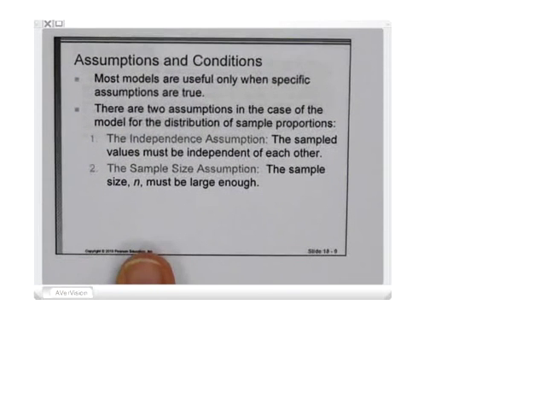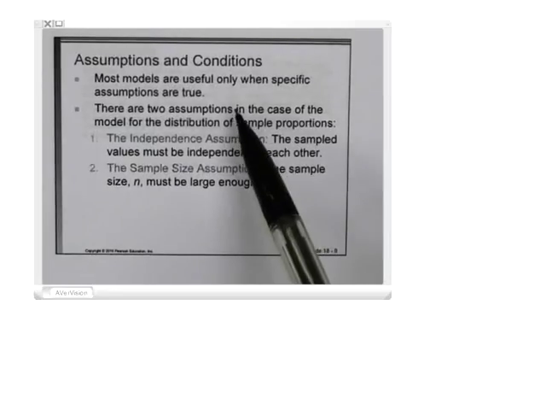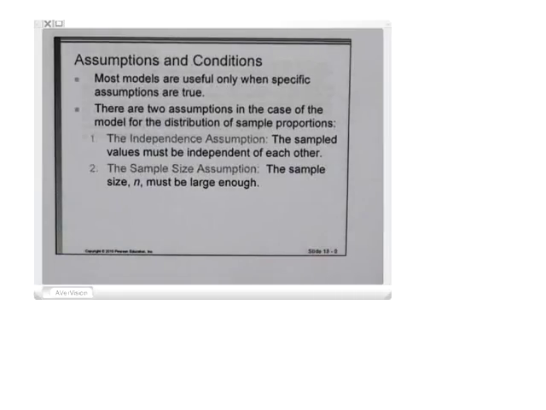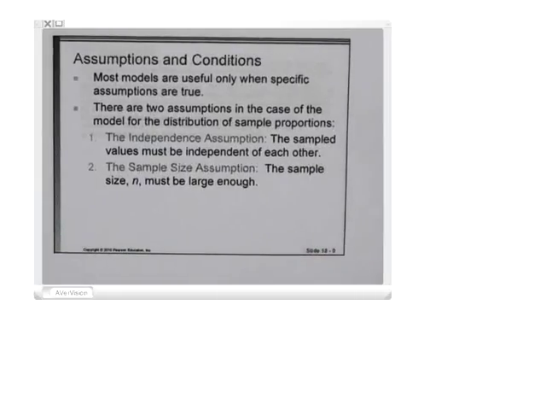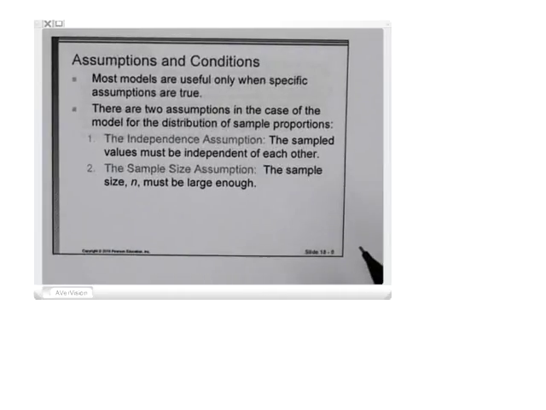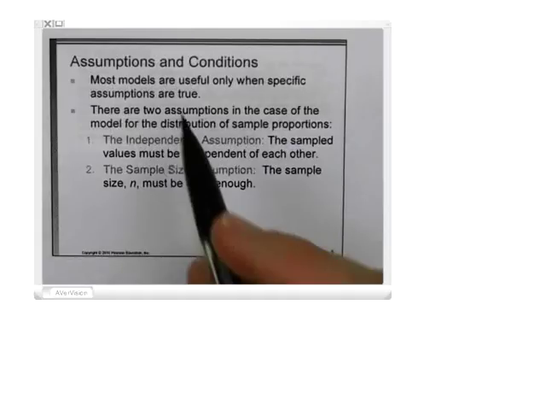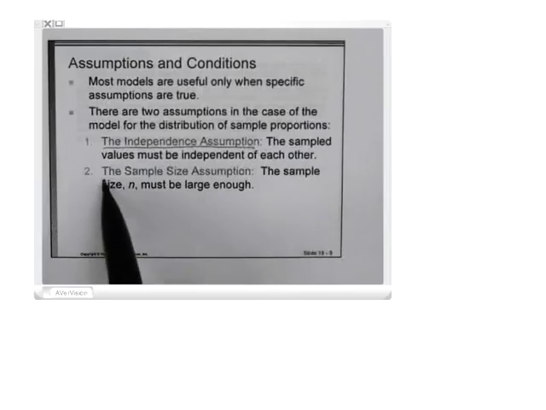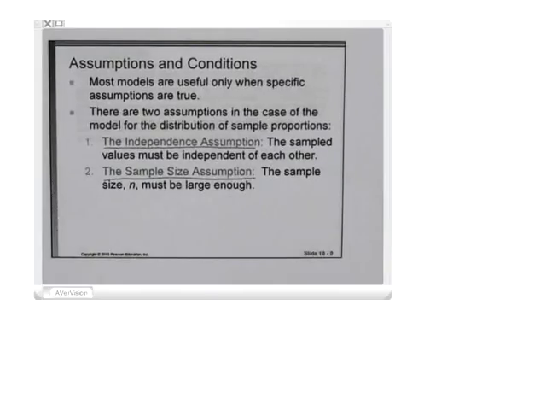All right. Most models are useful when specific assumptions are true. Don't forget, sometimes you're going to be told to assume the normal model is okay. If you are told the normal model is okay, then you're good to go. You can move on. You don't need to go through any of this. But if you have to justify using the normal model, then you need to make sure you have independence, and you need to make sure the sample size is big enough.